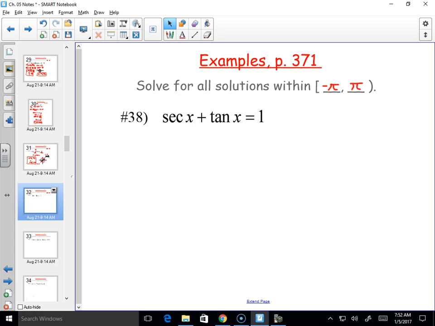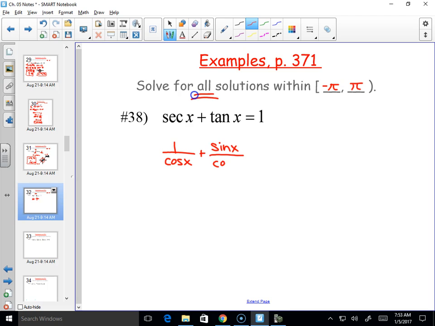We have another example where we need to solve all solutions within. So remember, we're just looking for the particular ones in the interval. Look at the equation. I bet we better use some sort of identity, huh? If I'm looking at this thing, 1 over cosine for secant, sine over cosine for tangent. That sounds pretty good.